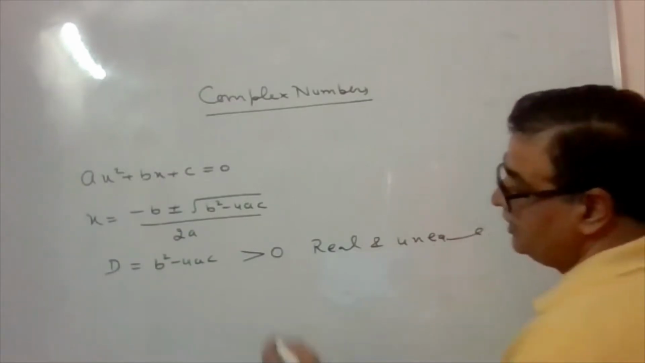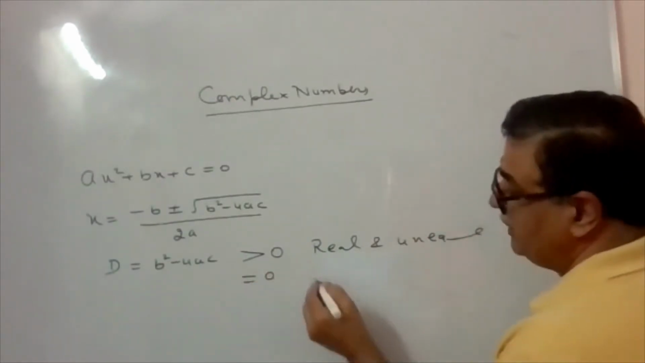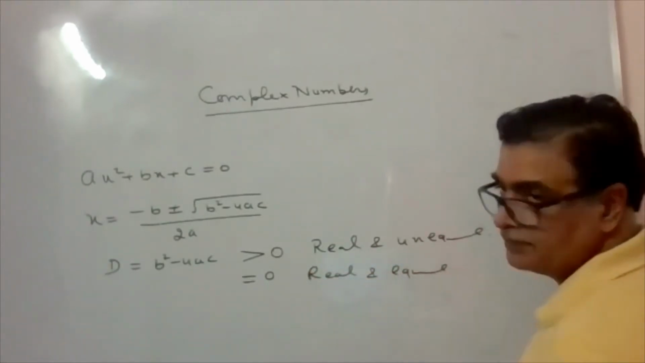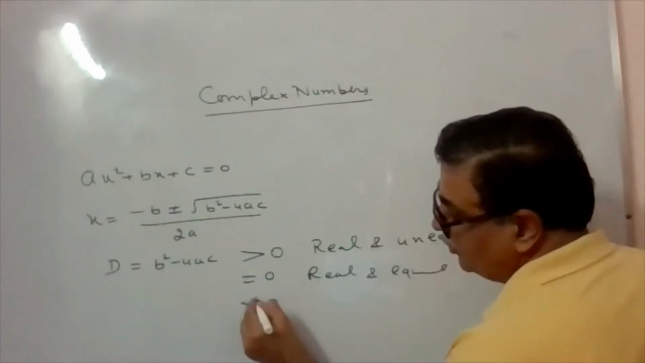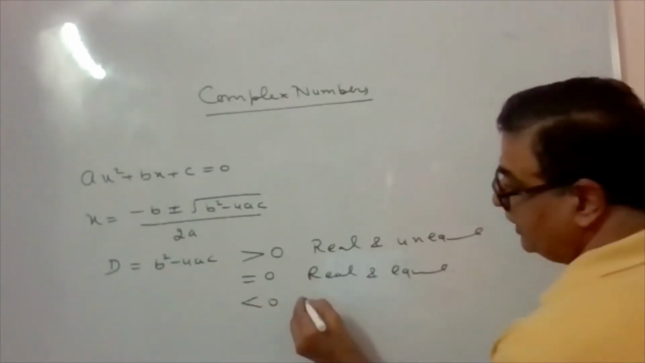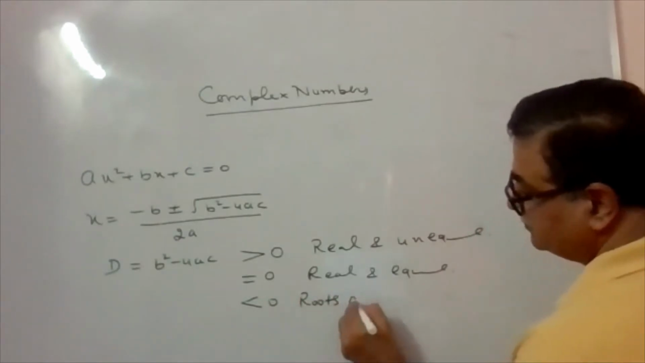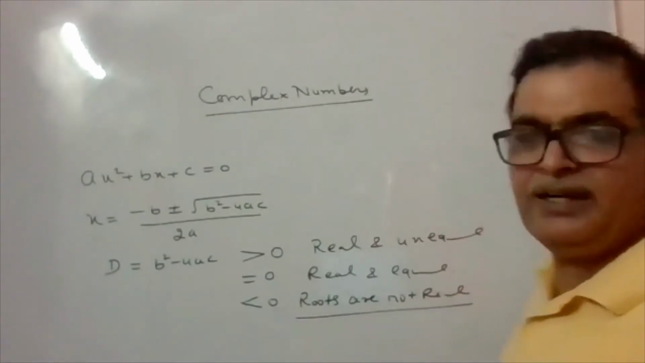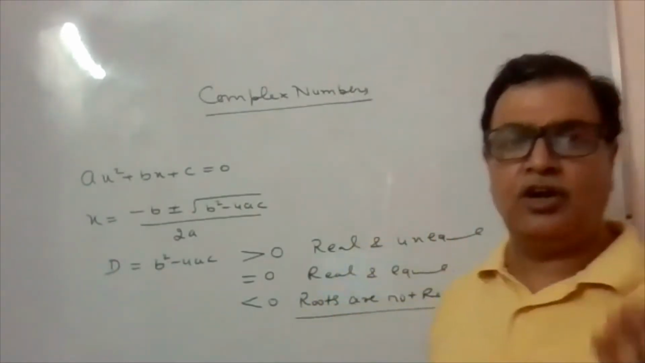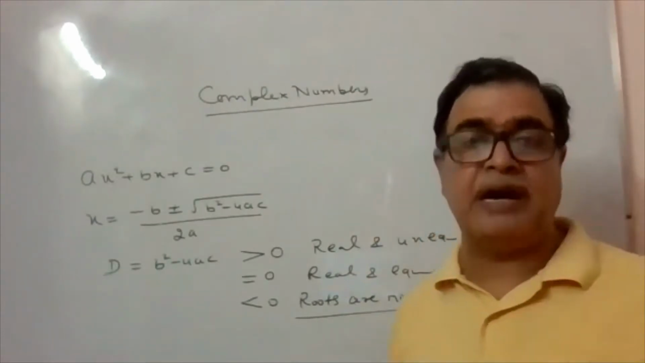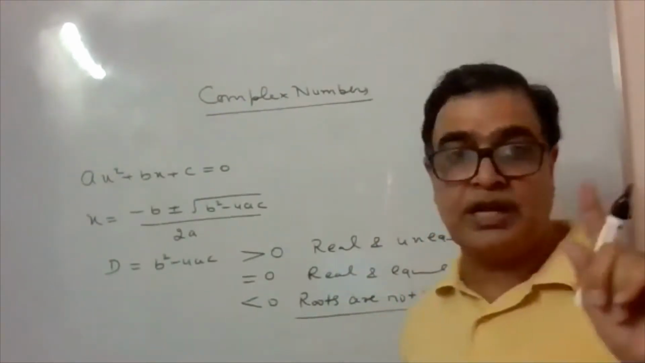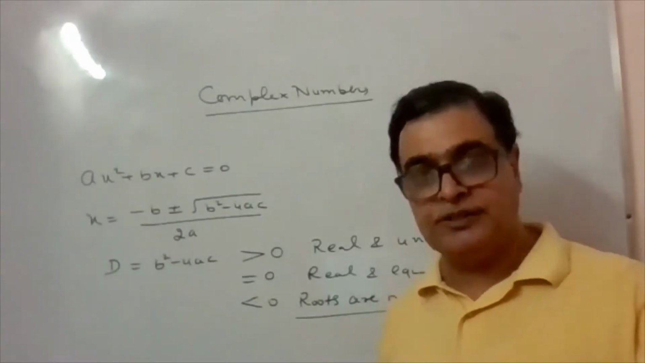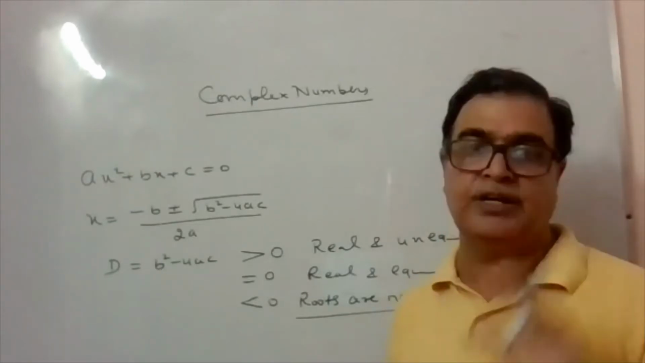We did this. When we get 0, the roots are real and equal. And when it came less than 0, the roots are not real. And we said that roots are not real means they are imaginary. We used this word last year, that if the discriminant comes negative, the roots come imaginary. What is the meaning of that imaginary root, that we should understand now.